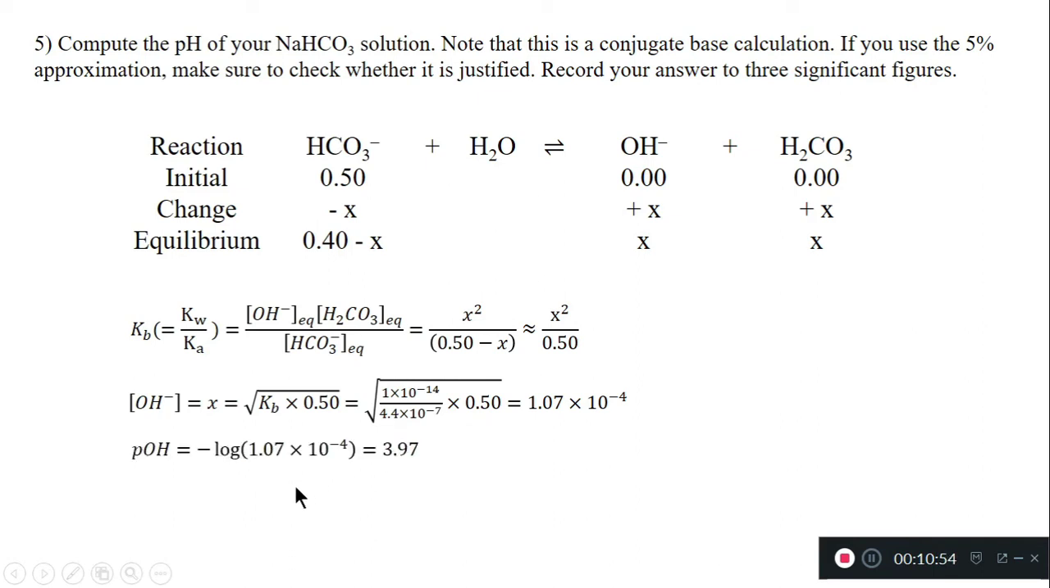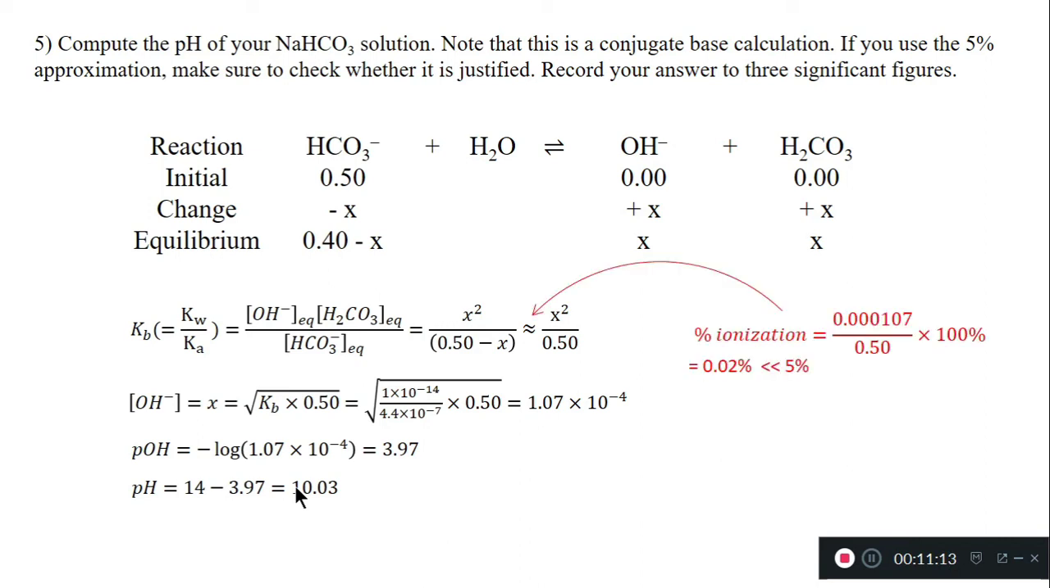But now I'm going to take the negative log of it, and I'm not going to get the pH. I'm going to get the pOH, which is 3.97. It didn't ask me for the pOH, it asked me for the pH, but I know that the pH and the pOH always add to 14, so I can subtract the pOH from 14, and the pH is 10.03. And it is basic, that's what we were expecting.